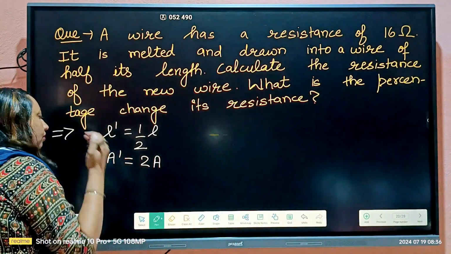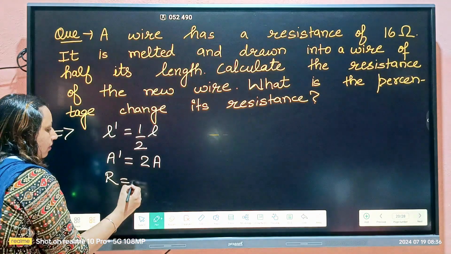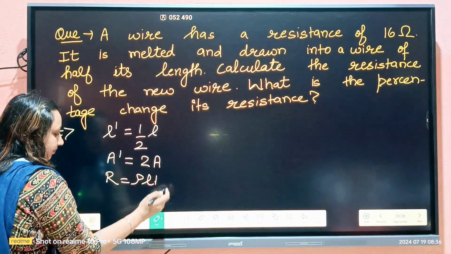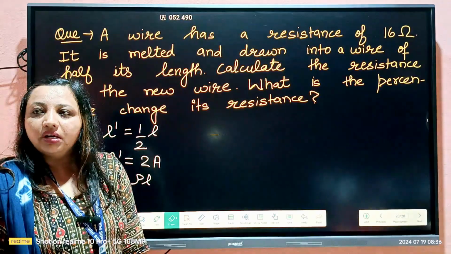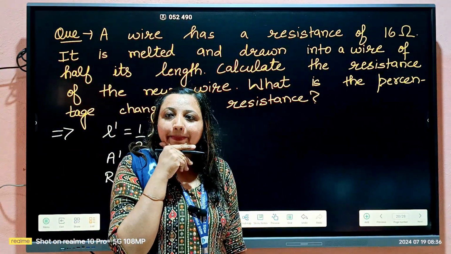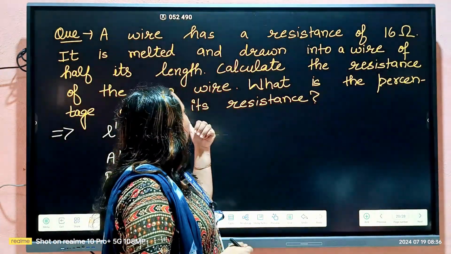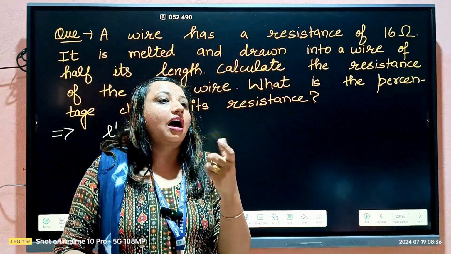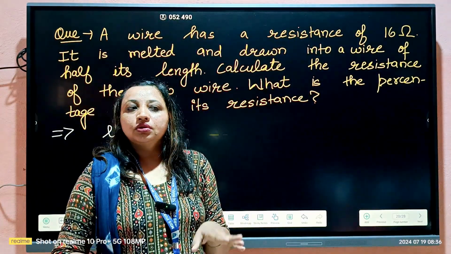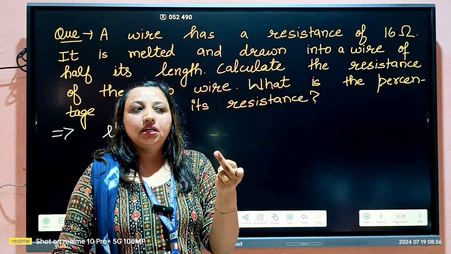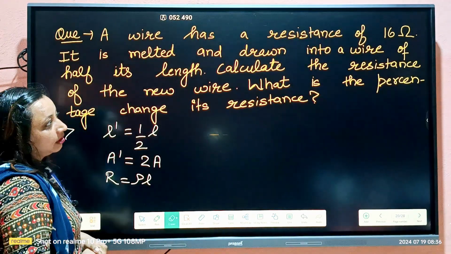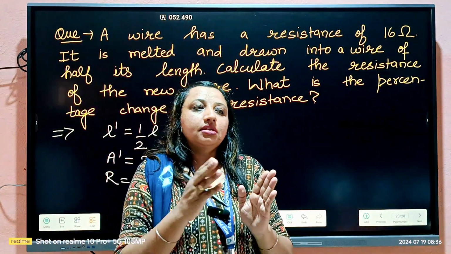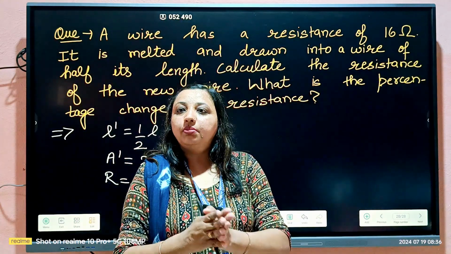So what you did? R is equal to rho L upon A, or with the n square formula we also calculated, right? By the factor of twice or half, it decreases. So the square of 2 will be 4. The resistance reduces 4 times. So 4 times reduction means 16 upon 4, it will be 4 ohm.